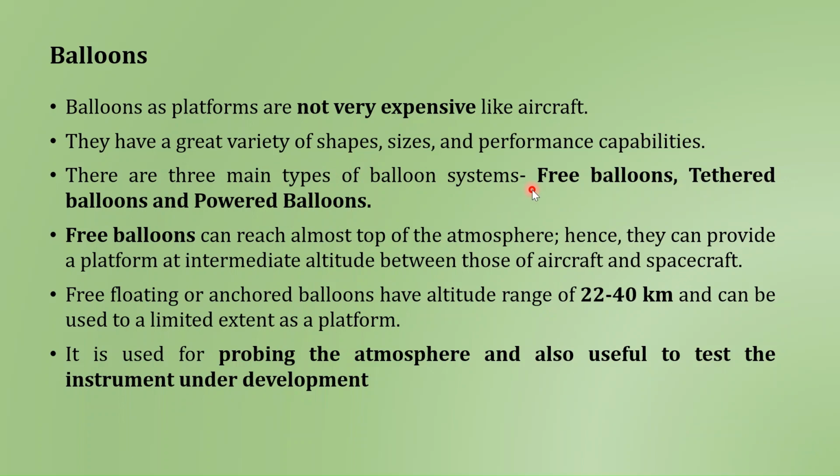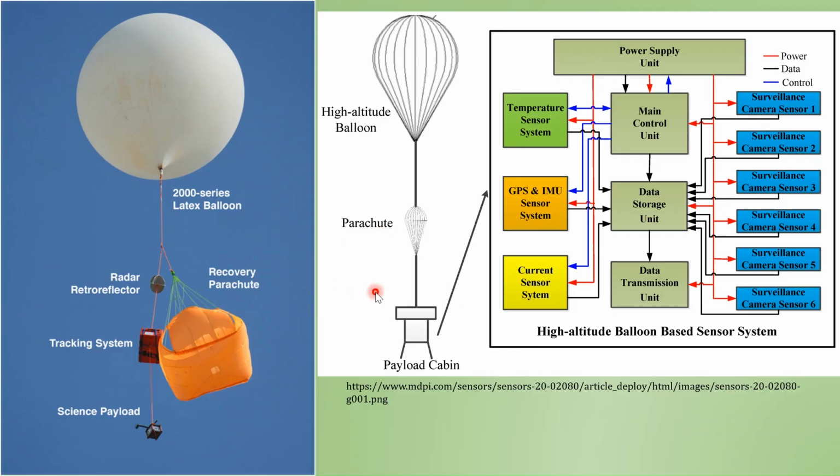And then the free floating and the anchored balloon, that is the tethered balloon, have an altitude range of 22 to 40 kilometers and can be used to a limited extent as a platform. These balloons are mainly used for probing the atmosphere or are also useful to test instruments under development. Here we have some images related to balloons as the platform.